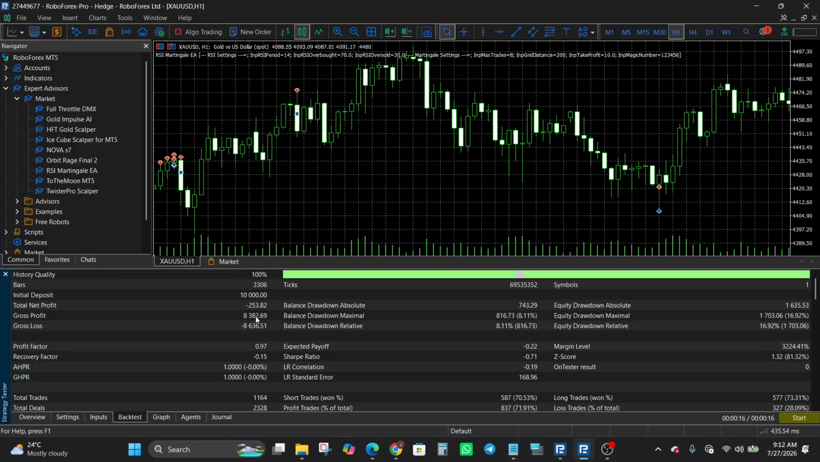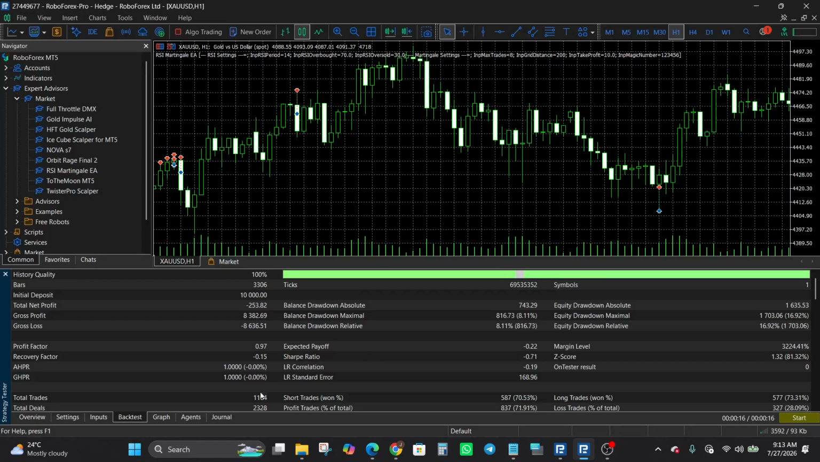Now, here is where the numbers get genuinely interesting, though. The gross profit was a whole $8,382.69 against a gross loss of $8,636.51, giving a profit factor of 0.97, essentially even. The maximum balance drawdown was 8.11%, while equity drawdown reached nearly 17%. That gap is exactly what you'd expect from a grid and martingale system, where floating exposure, while the grid is active, runs meaningfully higher than the realized closed out numbers show.